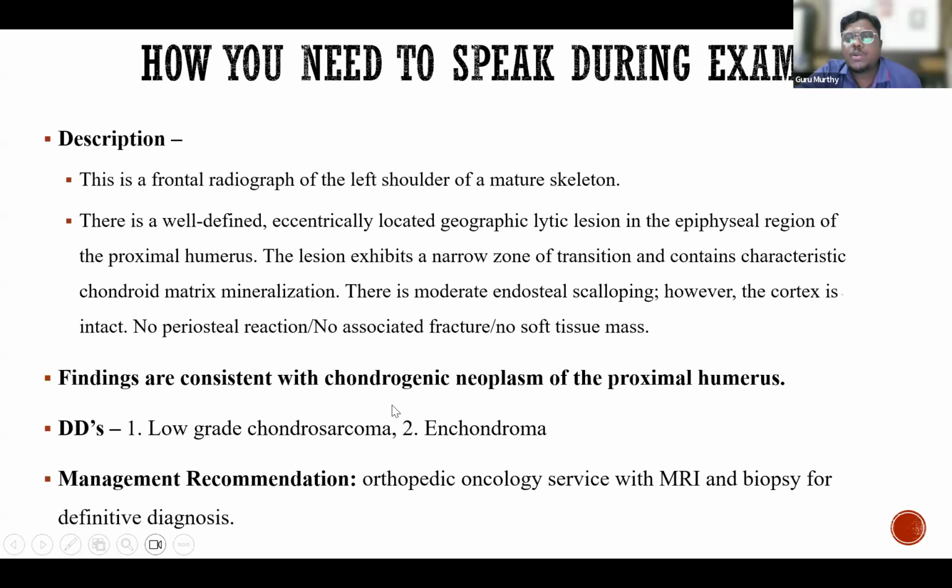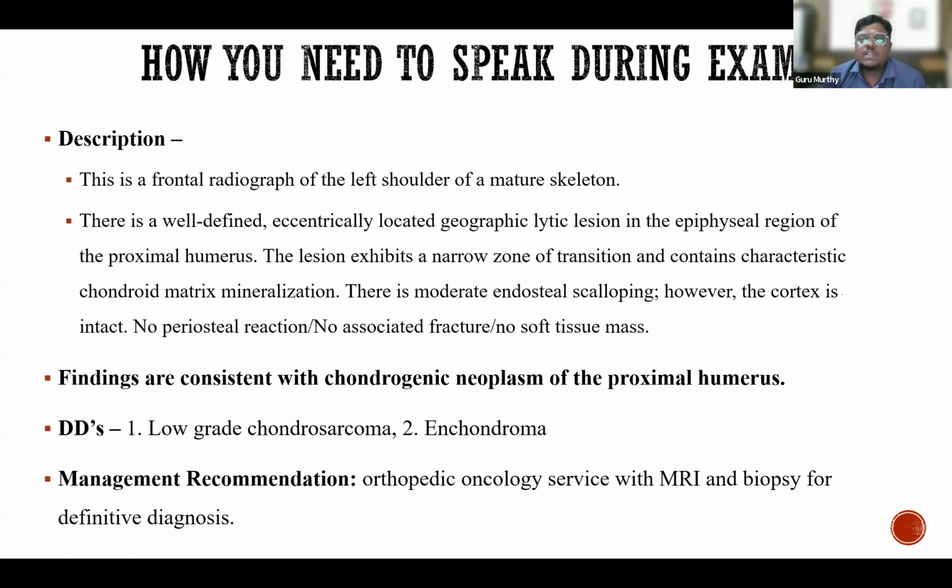So how are you going to describe this? This is a frontal radiograph of the left shoulder of a mature skeleton. There is a well-defined, eccentrically located geographic lytic lesion in the epiphyseal region of the proximal humerus. It demonstrates a narrow zone of transition and contains chondroid matrix mineralization. There is moderate endosteal scalloping; however, the cortex is intact. Then the negatives have to be mentioned. Findings are consistent with a chondrogenic neoplasm of the proximal humerus.